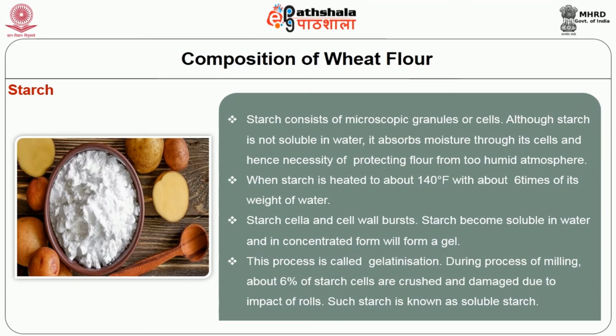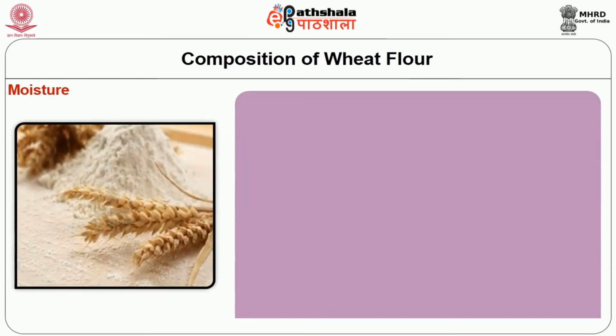During the process of milling, about 6% of starch cells are crushed and damaged due to the impact of rolls. Such starch is known as soluble starch. Let us see about moisture.